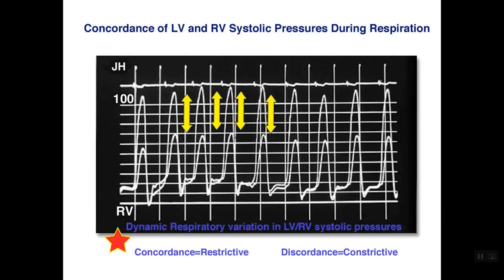Here is what we were talking about. When respiration occurs and both pressures increase and decrease together, it is concordant and goes with restrictive cardiomyopathy. When they are opposite to each other, it goes with constrictive pericarditis. Alright, so the right ventricle will increase but the left ventricle will become less, which goes with constriction, of course, because the pericardium is closing on the ventricle, so when the right ventricle increases it affects the filling of the left ventricle and therefore the pressure becomes lower. But in restrictive cardiomyopathy they are concordant because it is a muscle disease rather than a constriction, okay?